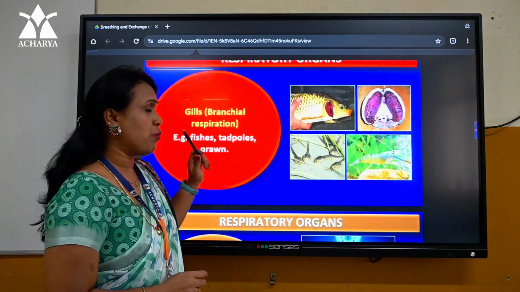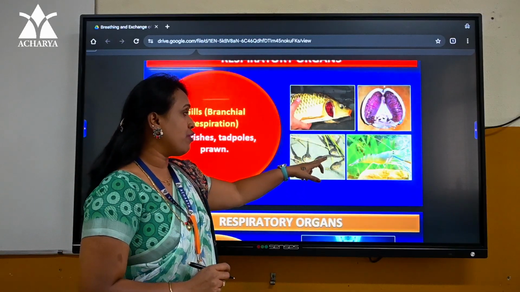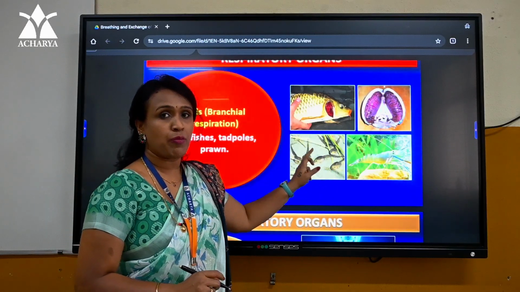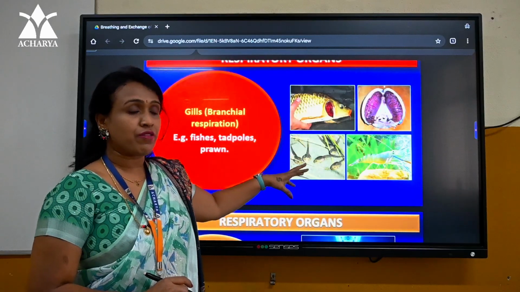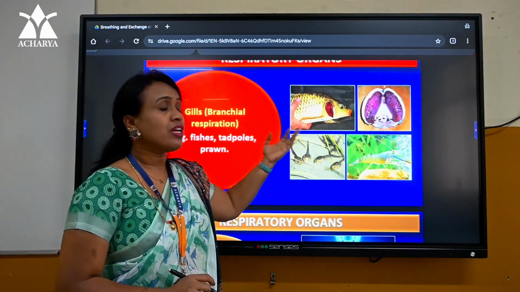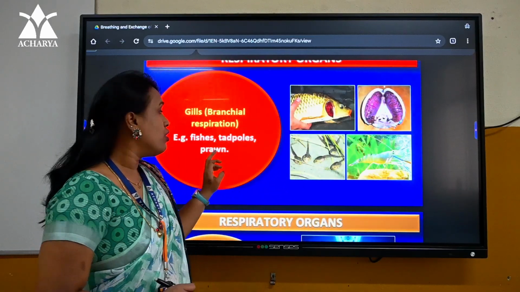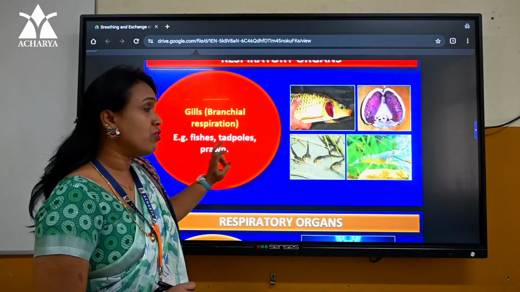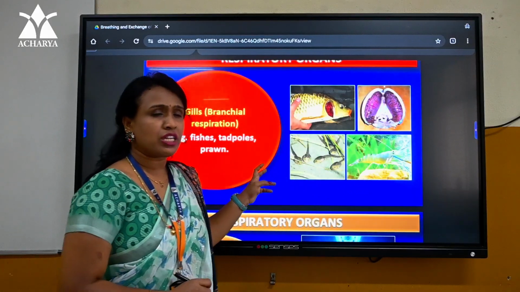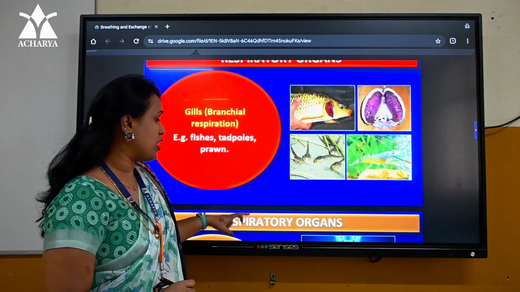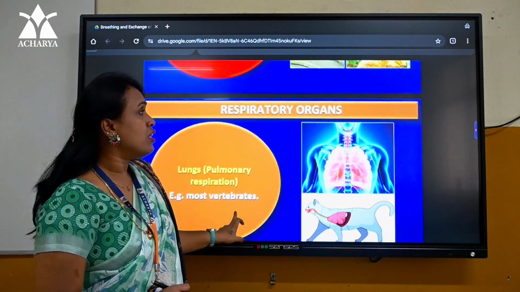Also in the tadpole, the larva of the frog, next time you see a tadpole, closely observe the presence of tail and gills. They respire through gills. Next, the prawn is an aquatic arthropod where the exchange of gases takes place through gills.